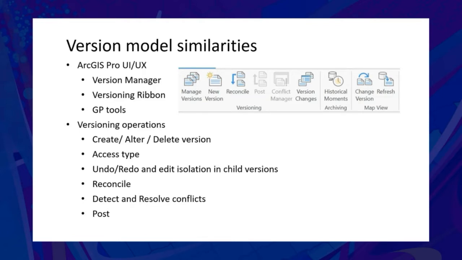As the version owner, you can set up the access type on the version so that users can either not see the version because it's private, see it but not edit it because it's protected, or both see and edit the version because it's public. You reconcile versions when you're ready to pull changes from default version, detect the conflicts, and then resolve them and post the version.